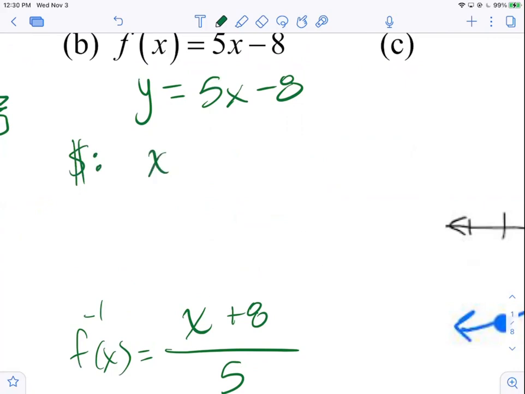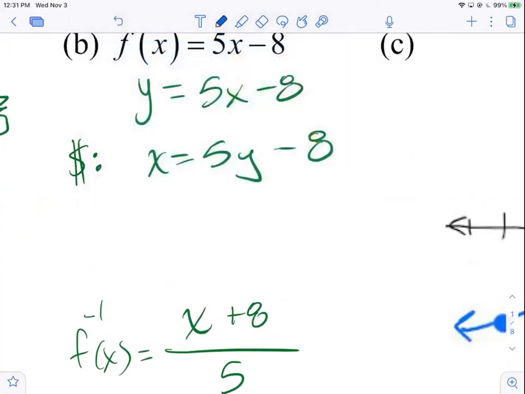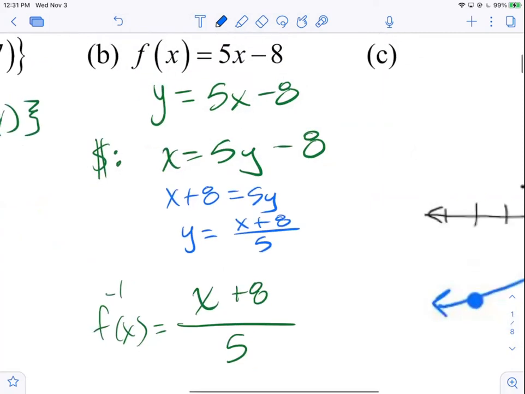Okay, and I'll even do it in green. x equals 5y minus 8. That's the money step, right? Because we interchange x and y, and then all we do is resolve for y. So we get x plus 8 equals 5y. Divide both sides by 5, and we get x plus 8 all over 5. And lo and behold, now that we have it, we can call it f inverse.